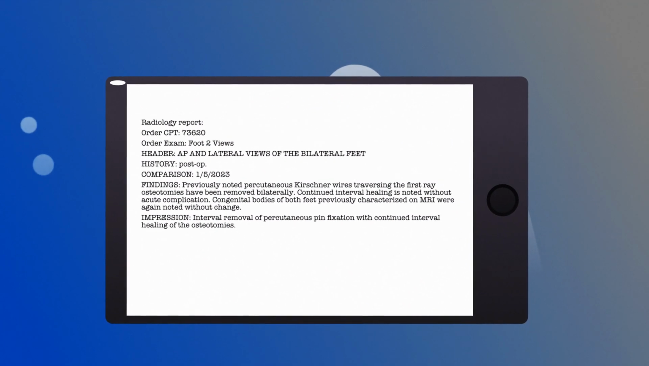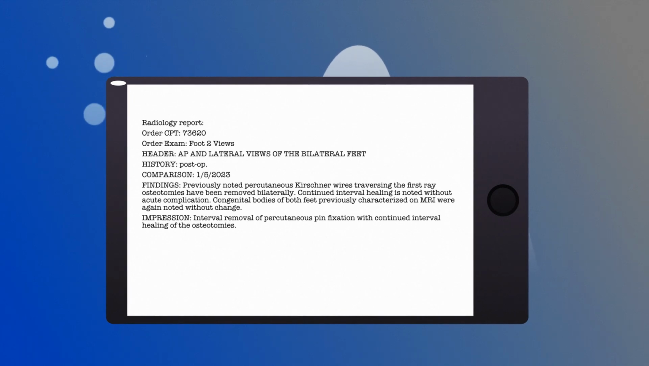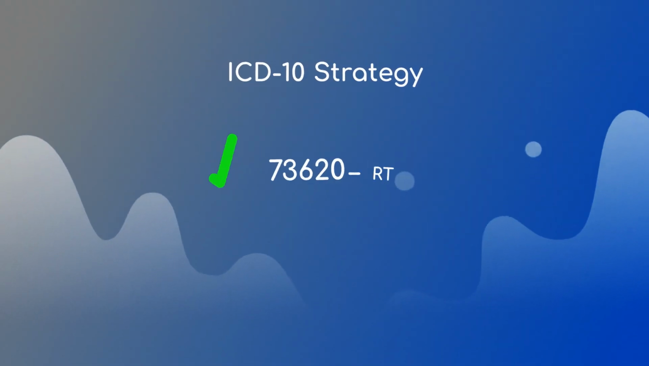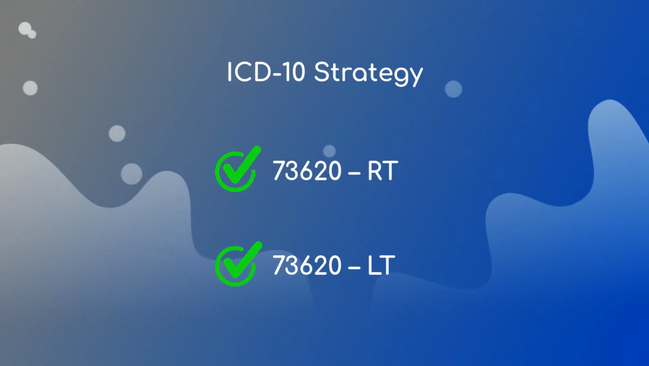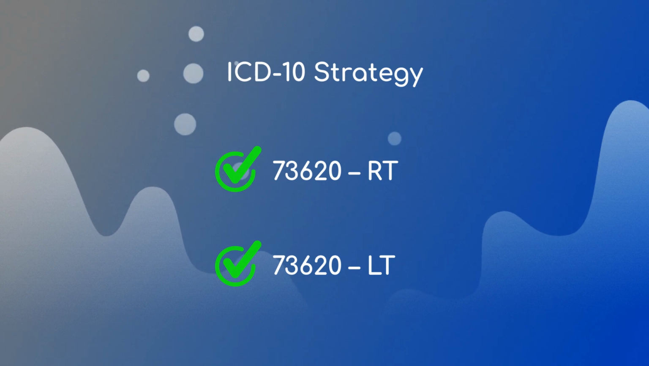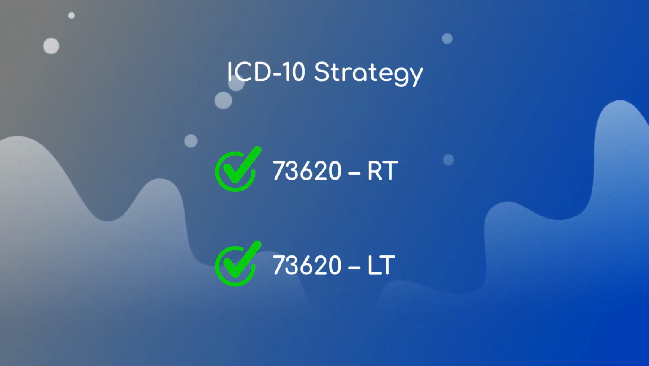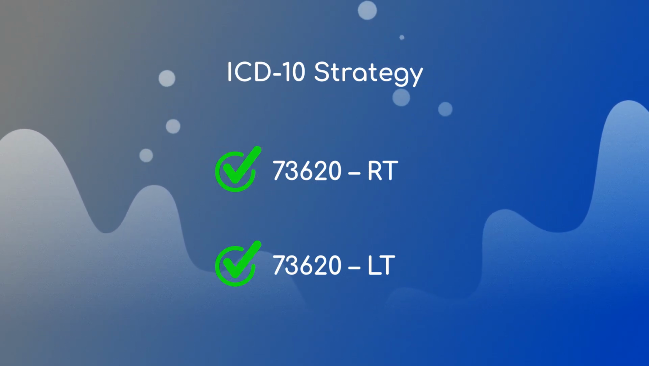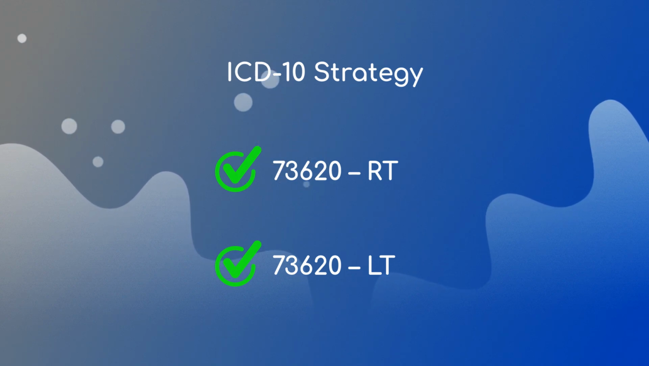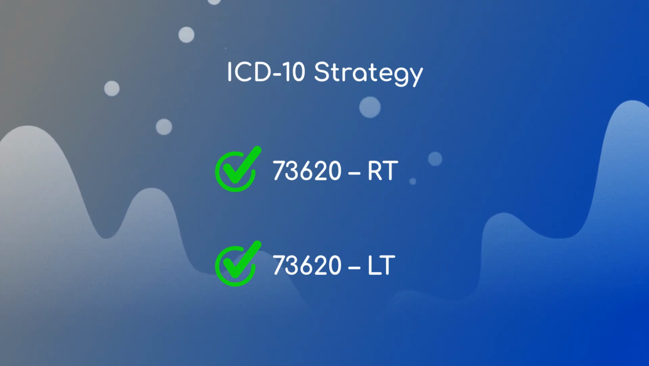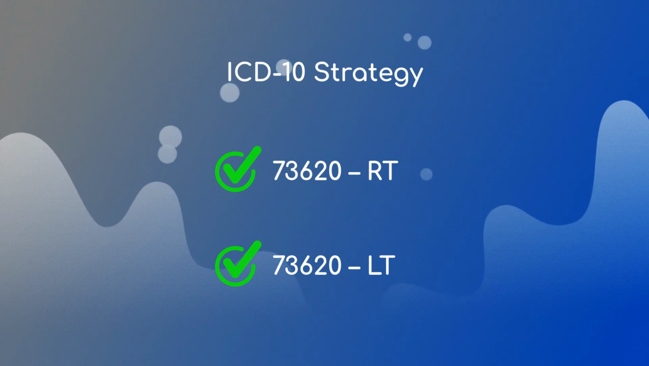Let's look at the views. AP and lateral views of both feet were taken. That's 2 views per foot, totaling 4 views. Each foot is coded separately using 73620 right and 73620 left. Why we do not use modifier 50. Modifier 50, bilateral procedure, is not typically applied to diagnostic radiology reports. In radiology report coding, each side is reported separately using RT right and LT left modifiers. This aligns with NCCI guidelines and ensures that both exams are billed and reimbursed as distinct diagnostic procedures.